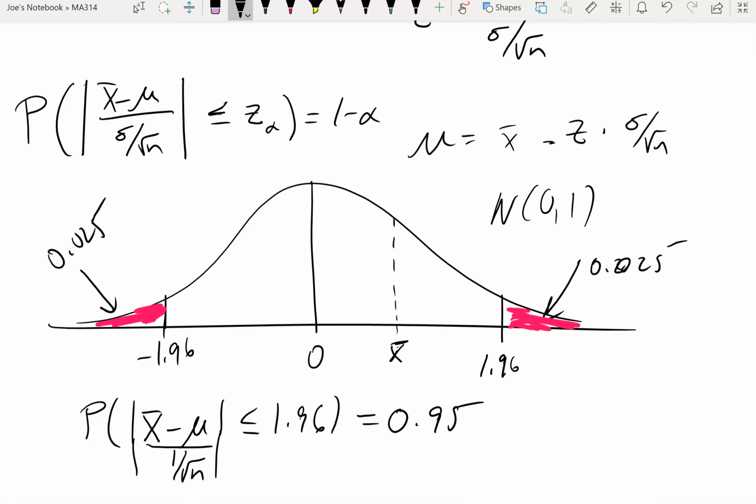But in general, no matter what I pick for my x bar, if I do this, and I pick these as my endpoints, then I already know that this probability is going to be 0.95. Because I've chosen my z's to leave 2.5% on both tails. I've chosen that 1.96 to leave 2.5% on both tails. So I start with the z's that I want to make sure that I've made a range that has a 95% chance of happening, essentially.